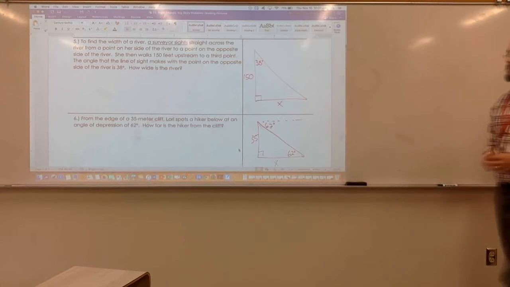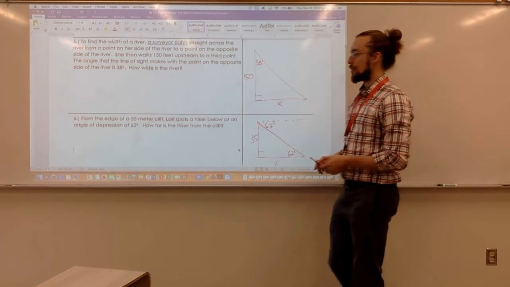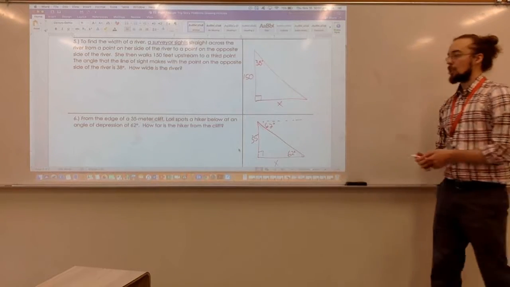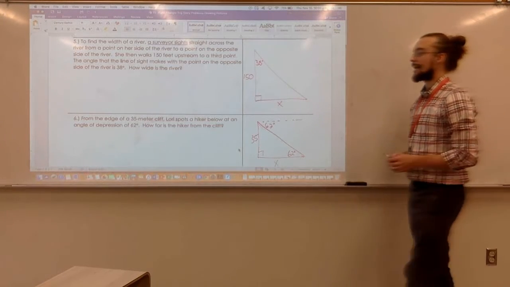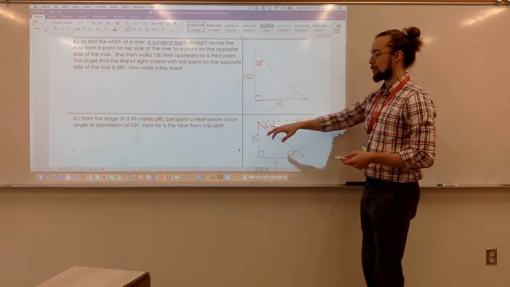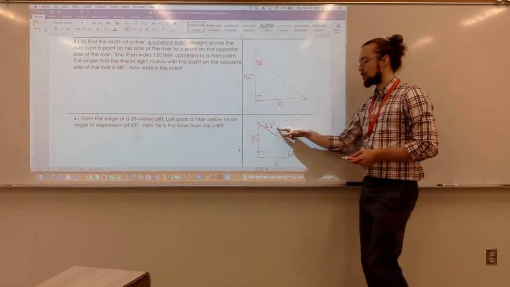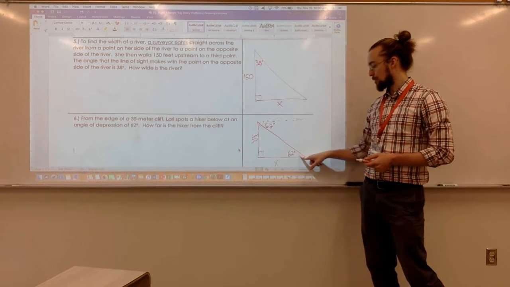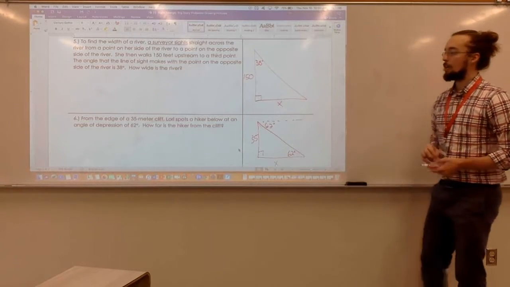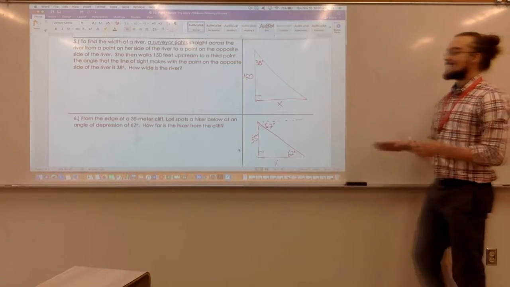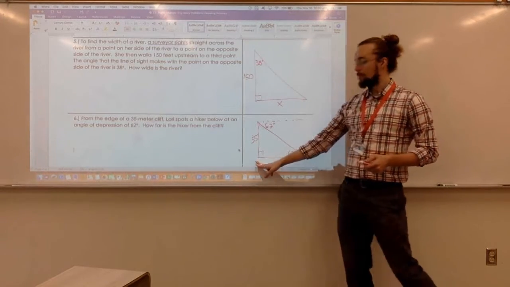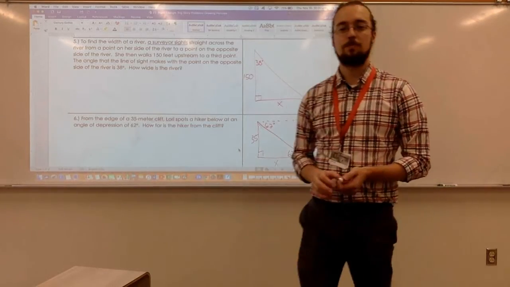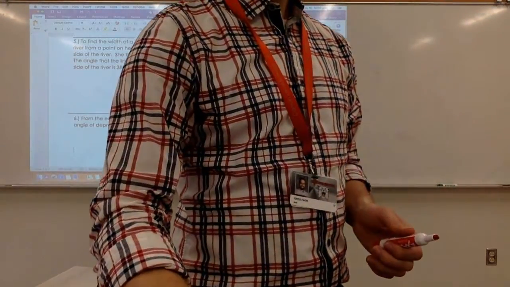Number 6 then. From the edge of a 35-meter cliff, so the height of my cliff here is 35, Lori spots a hiker at an angle of depression of 62 degrees. So she's looking down at this angle of 62 degrees. That means inside of my triangle, this would be my 62-degree angle. Then our goal is to find the distance the hiker is from the cliff, so my x would be down here on the bottom. Good so far?